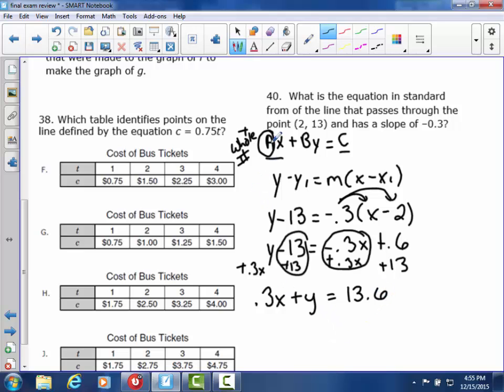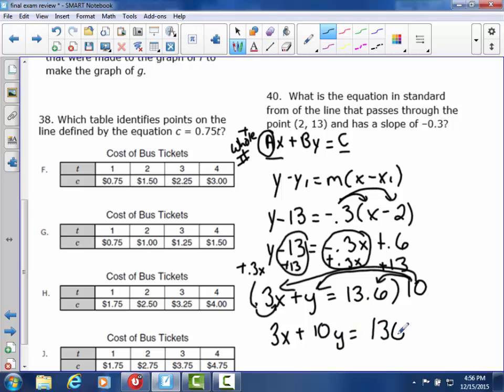Okay, now remember, a has to be a positive whole number. It's positive, but it is not a whole number. It is 0.3. So what I would like is for that decimal to go away. Well, I know that 0.3 means that this is 3/10, so in order to remove that power of 10, I'm going to have to multiply the entire equation by 10. So I multiply 10 times 0.3x, 10 times y, and 10 times 13.6. So 0.3 times 10 is 3, y times 10 is 10y, and 13.6 times 10 is 136.